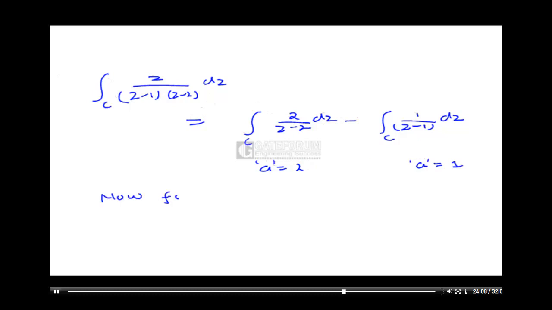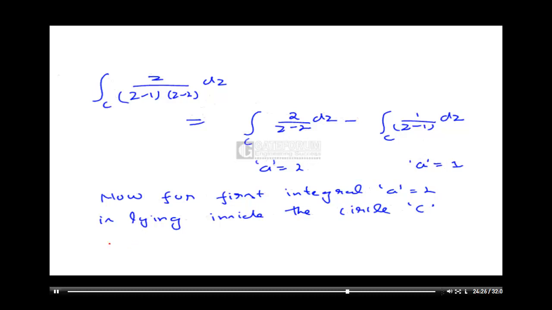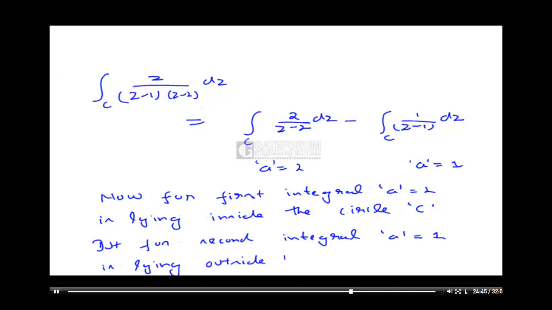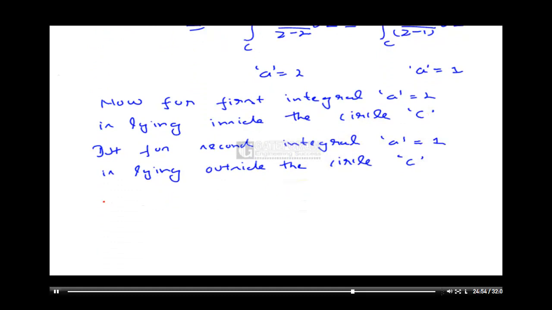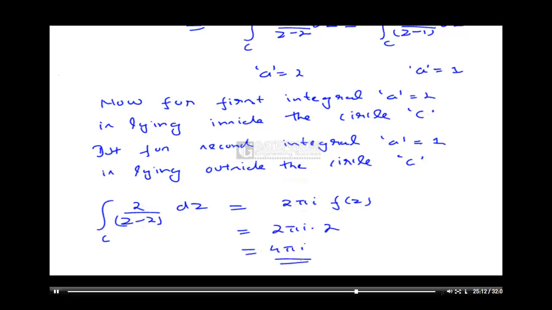Now for the first integral, a equal to 2 is lying inside the circle C. But for the second integral, a equal to 1 is lying outside the circle C. So the second integral will automatically become equal to 0. We only have the first integral to solve. This is equal to 2 pi i into f(z), 2 pi i into 2, which is equal to 4 pi i. This is the answer.